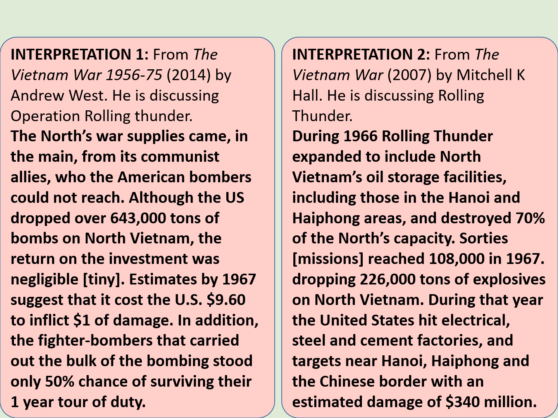During 1966, Rolling Thunder expanded to include North Vietnam's oil storage facilities, including those in the Hanoi and Haiphong areas, and destroyed 70% of the North's capacity. Sorties, that means a mission, so one sortie is one plane taking off on one mission. They don't record how many landed because, well, some of them get shot down. Anyway, sorties, or missions, reached 108,000 in 1967, dropping 226,000 tons of bombs on North Vietnam. During that year, the United States hit electrical, steel and cement factories and targets near Hanoi, Haiphong and the Chinese border, with an estimated damage of $340 million.